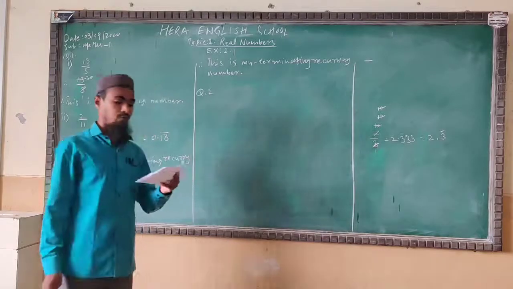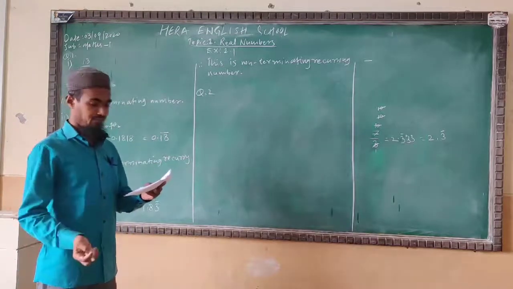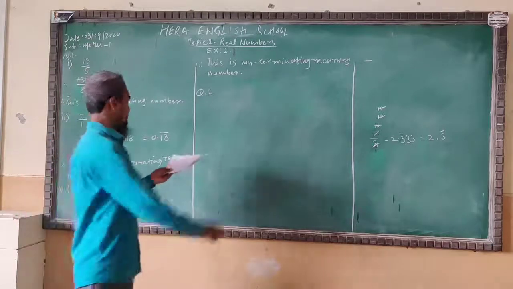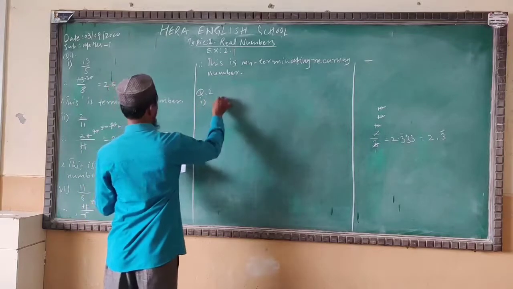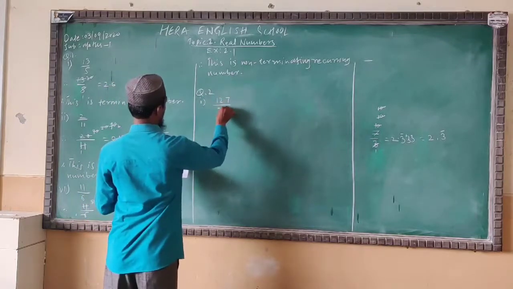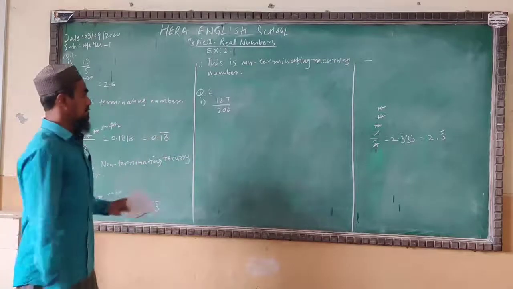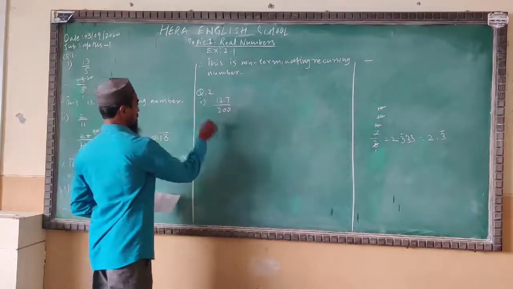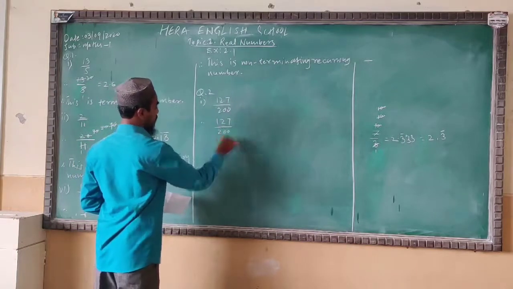Write the following rational numbers in decimal form. We have to divide the numbers. Suppose the first question we have is 127 divided by 200. We have to convert it into decimal form. So we will divide this number. See very well, 127 divided by 200.